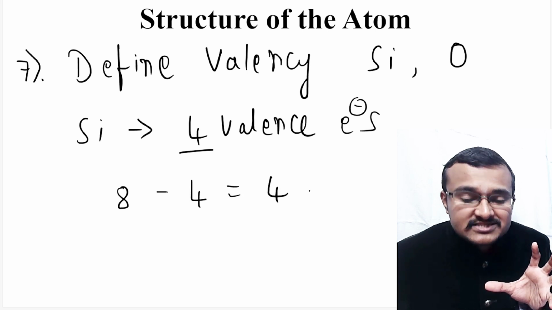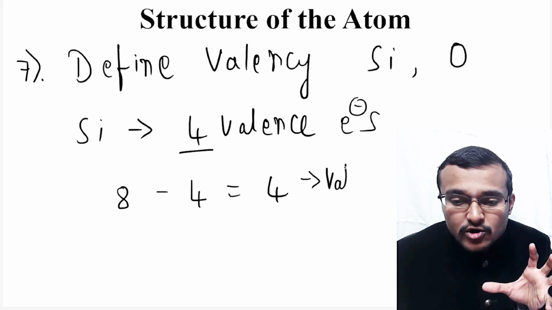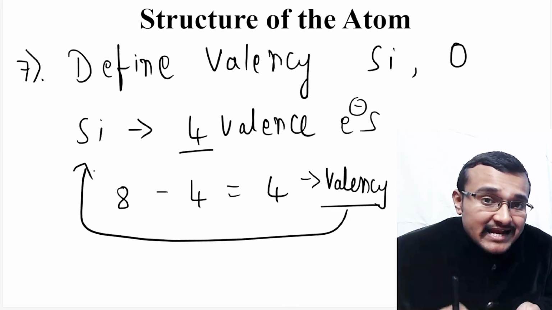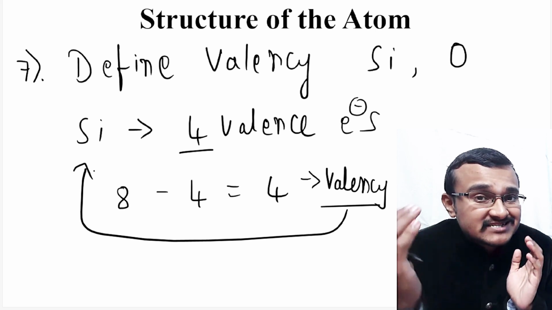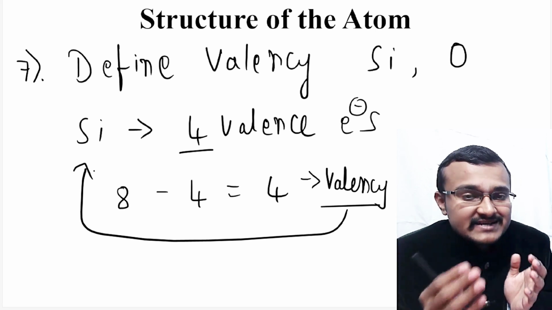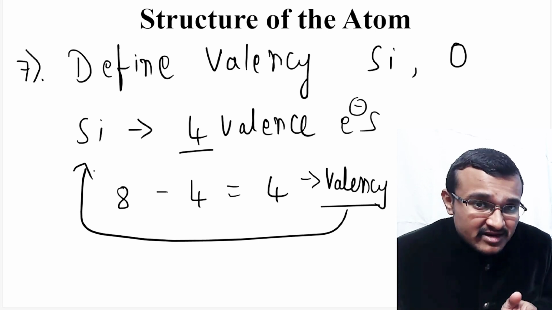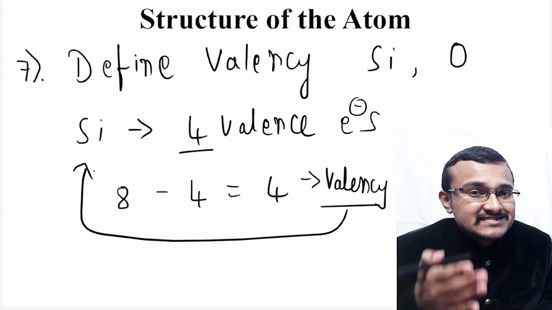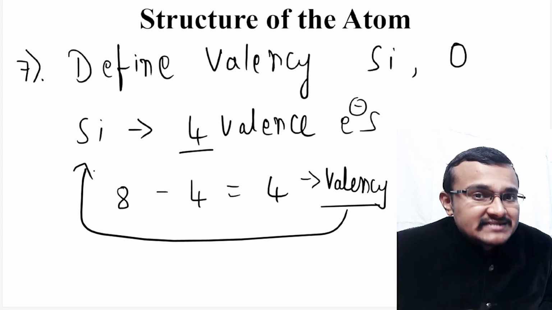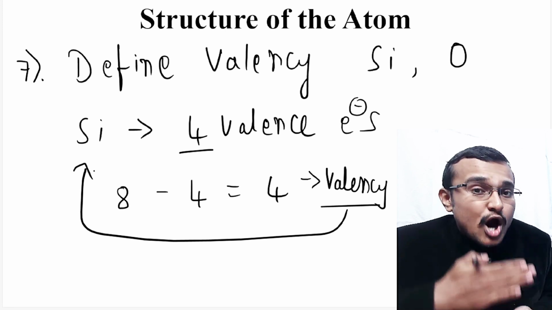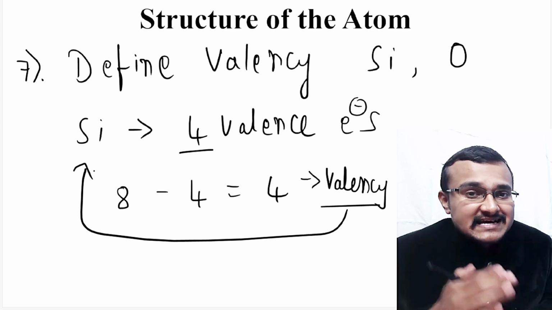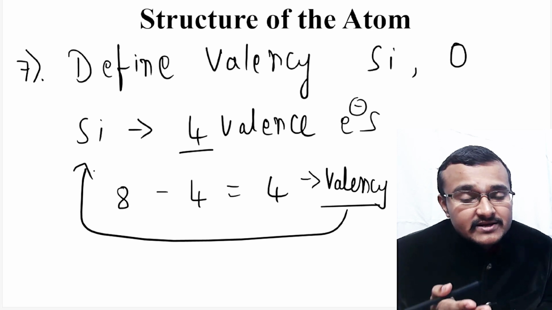So 8 minus 4 is 4. So 4 will be the valency of this particular silicon. That means this silicon can accept 4 more electrons to have a stable outermost orbit. That is, to become stable, this silicon has 4 more valency. That's why valency is known as the combining capacity of an atom, because how many more electrons that particular atom can accommodate is the valency of that atom.